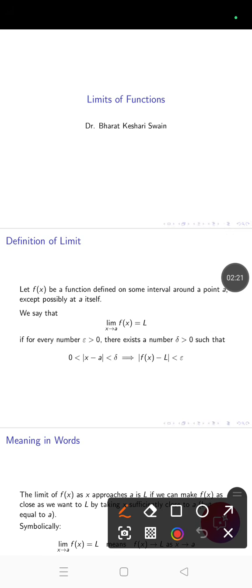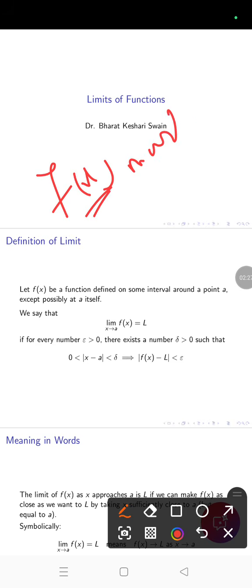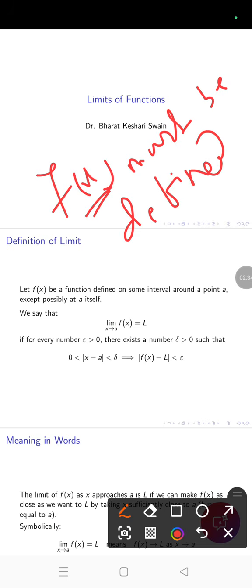Your function f(x) must be defined at some interval around a. But at a, it may or may not be defined. So in that case, we write the limit of f(x) as x tends to a is equal to L.